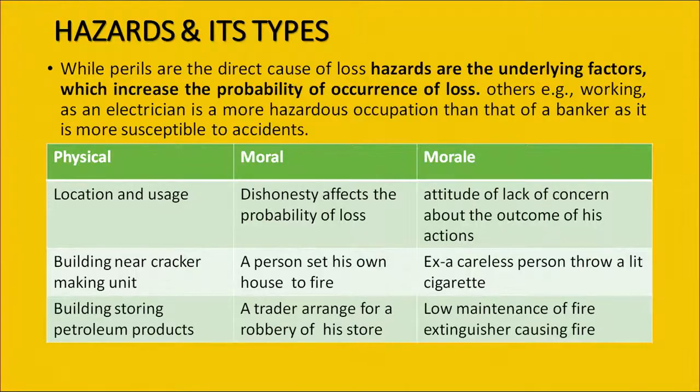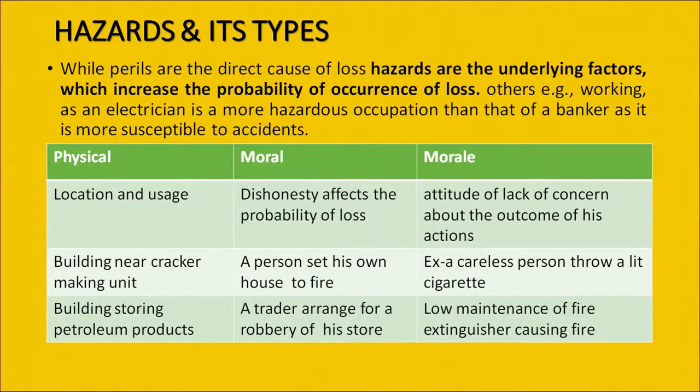Having talked about perils, let us now move ahead and talk about what are hazards. Now, while perils are the direct cause of loss, hazards are the underlying factors which increase the probability of occurrence of loss. So, when I say that working as an electrician is more hazardous occupation than that of a banker, is something which is related to a hazard. Similarly, a pilot who is flying an aeroplane has a more hazardous occupation vis-a-vis an office worker who is sitting in a chamber and working on his laptop. So these are certain hazards.